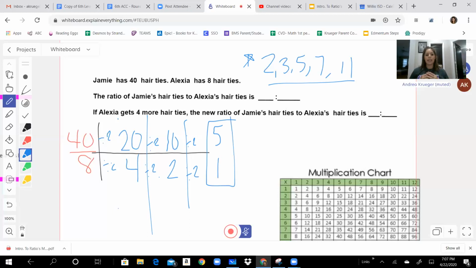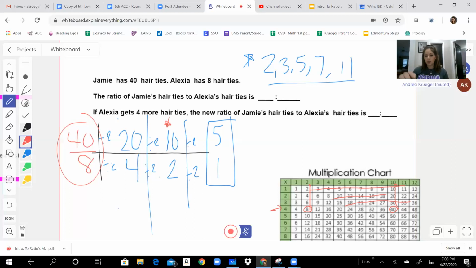Now, another way that I can do this is I can look for 40 and 8 on my multiplication chart. So here, 8, but no 40. Nothing here. Oh, here we go. 8 and 40. The ratio that I can simplify it down to is 2 to 10, which is right here.